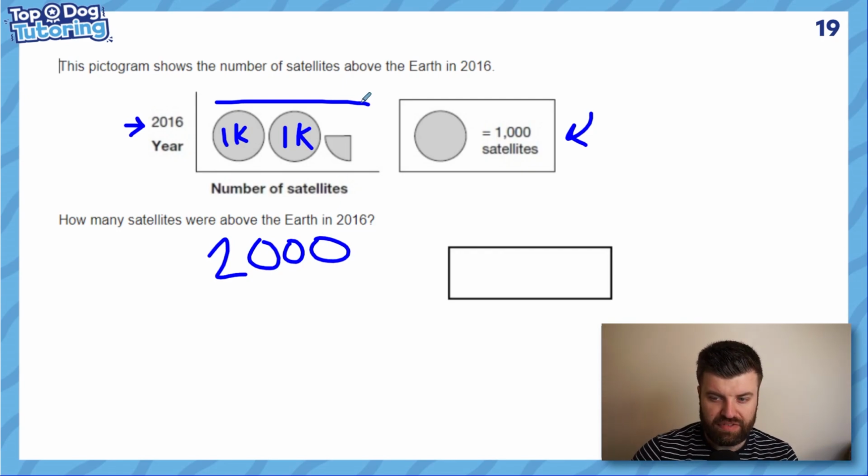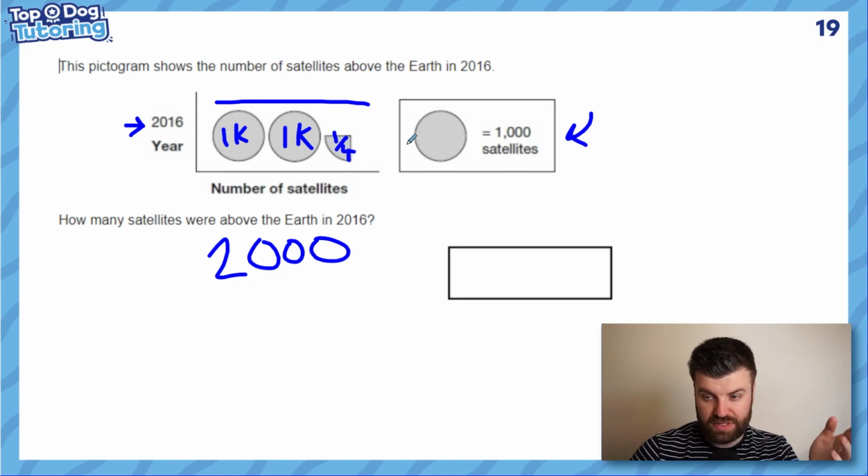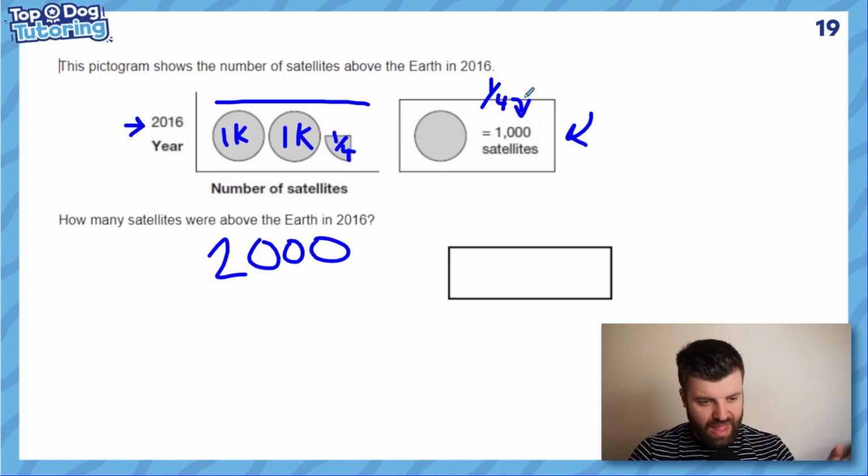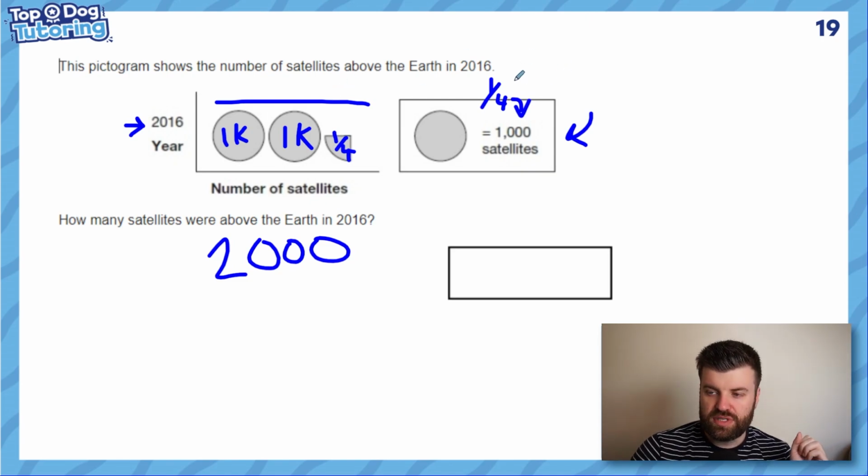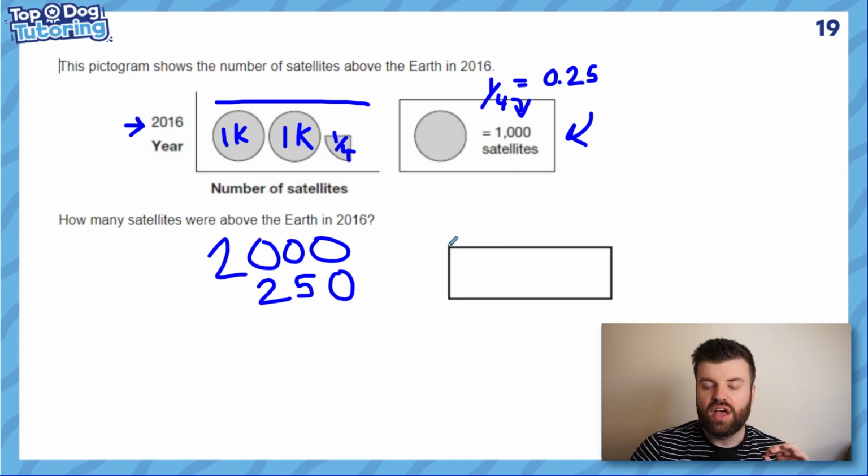Here we're actually overlapping with fractions as well. Because what we have here is 1/4 of a circle. So what we have to do there, go to the key. And we want to work out 1/4 of 1,000. Again, if you've watched our video on fractions, decimals, and percentages, you know 1/4 is equal to 0.25 or 25%. So if it was out of 100, a quarter would be 25, but it's out of 1,000, so it's 10 times bigger. So a quarter of 1,000 is not 25, but it's 250. Altogether, therefore, there were 2,250 satellites above the Earth in 2016.